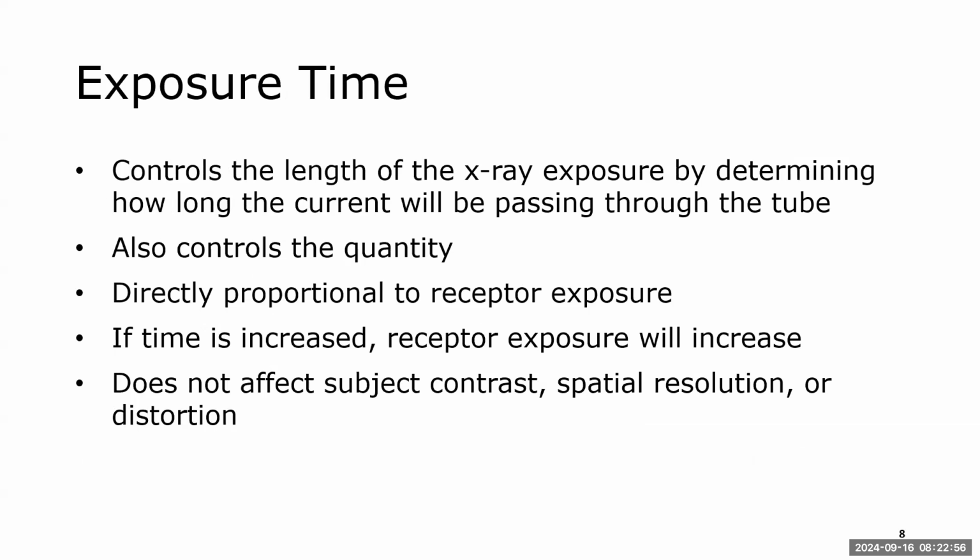So it is what controls the length of the X-ray exposure by determining how long the current will be passing through the tube. So how long is that current going to be applied to the tube? It also controls the quantity. It is also a directly proportional relationship to receptor exposure. So if time is increased, receptor exposure will increase. If time is doubled, receptor exposure will double. Okay? And also, time does not affect the other 3 big qualities of X-rays that we talk about.